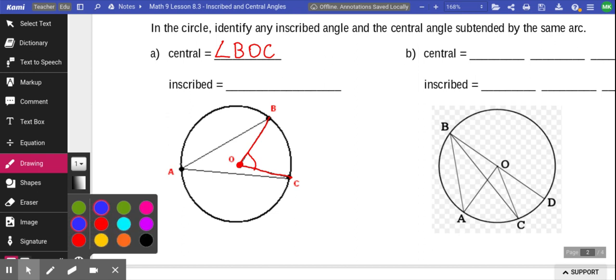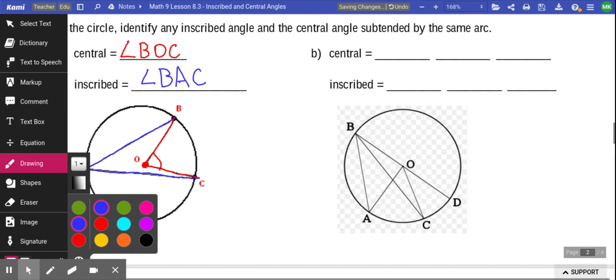The inscribed angle would be what happens if I go from B to the outside somewhere, like point A, and then back to point C. That would be angle BAC. Awesome.